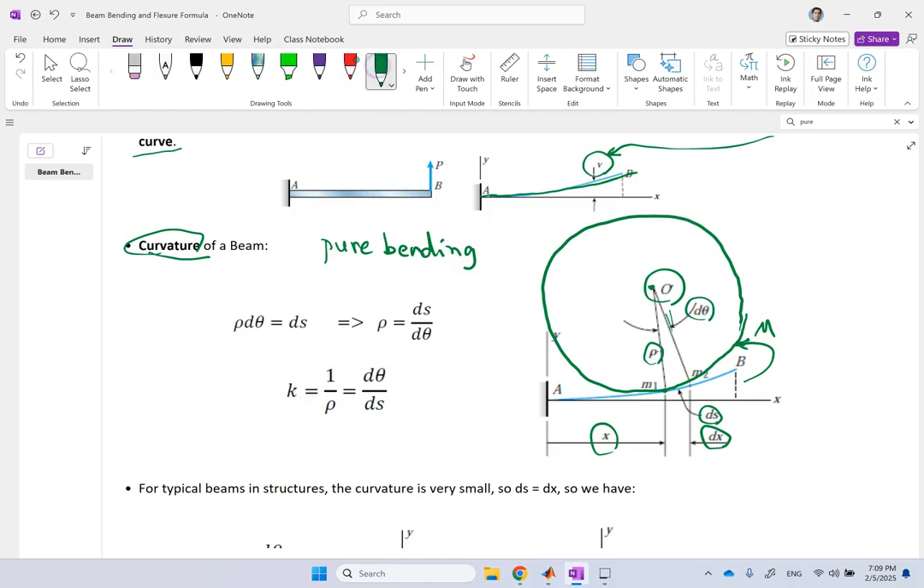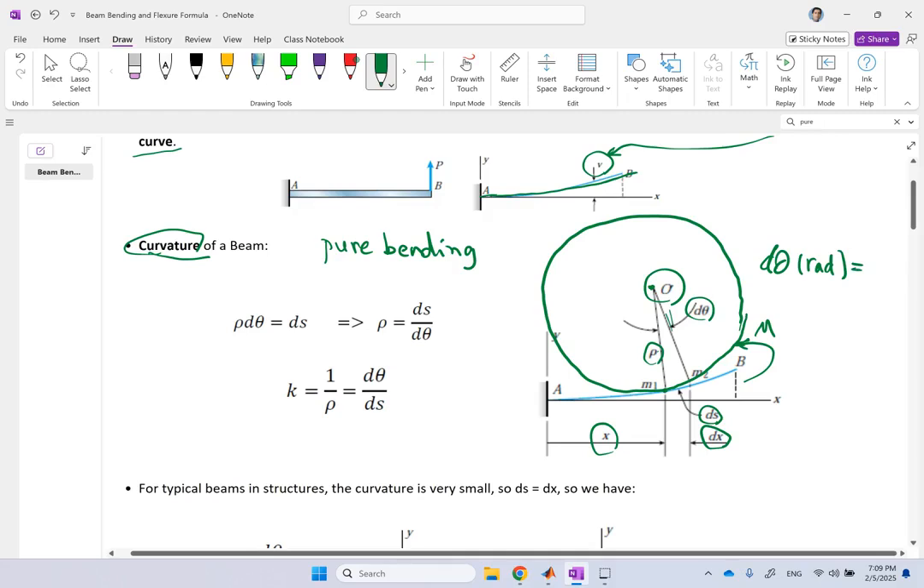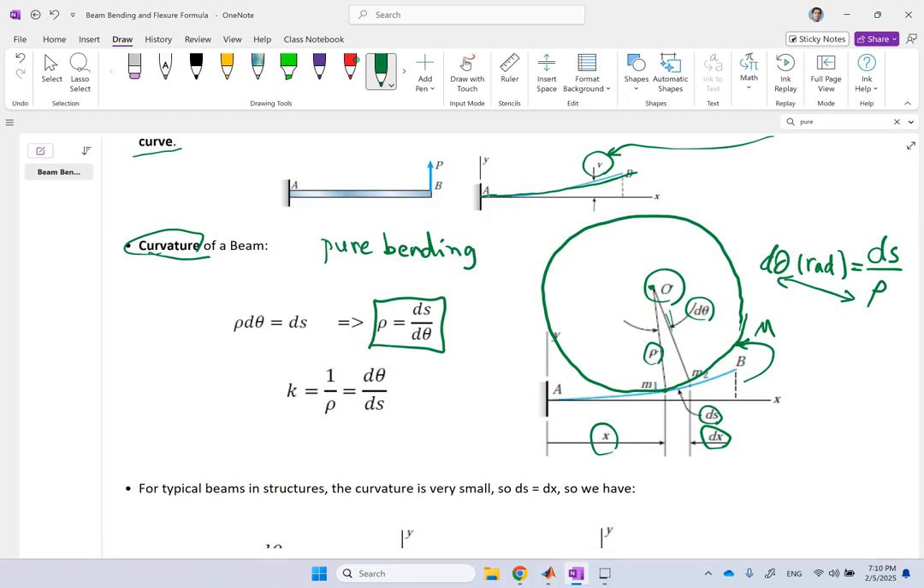Well, d theta is in radians. Any angle in radians is defined as the length of the arc in front of it, which is ds, divided by the radius of the arc, which is rho. So d theta is ds over rho. If you swap these two, you can see that rho equals ds over d theta. So this is the value of the radius of curvature, ds over d theta.